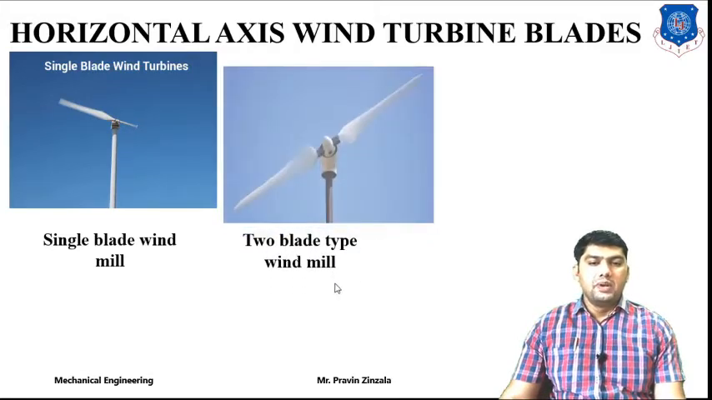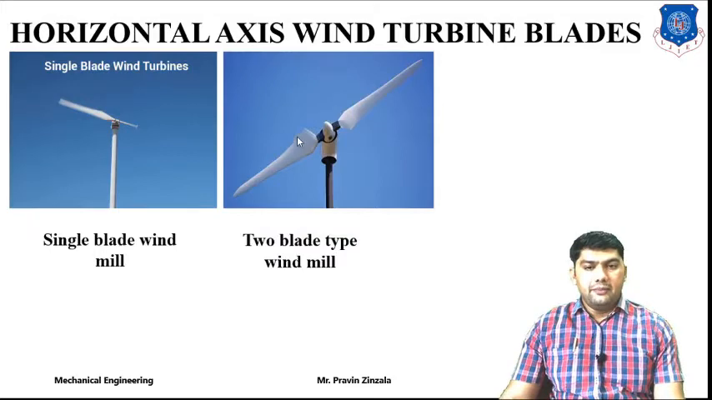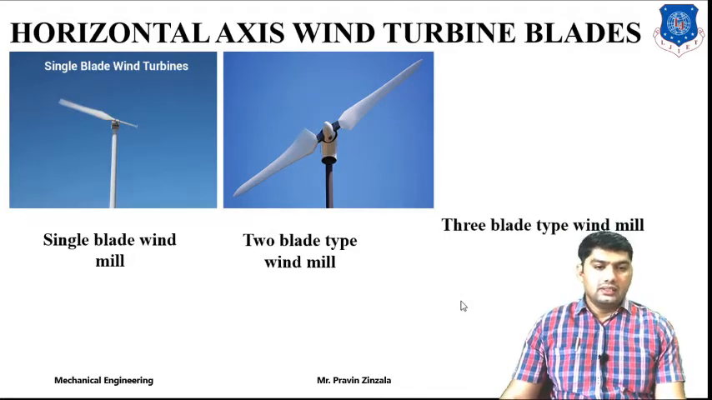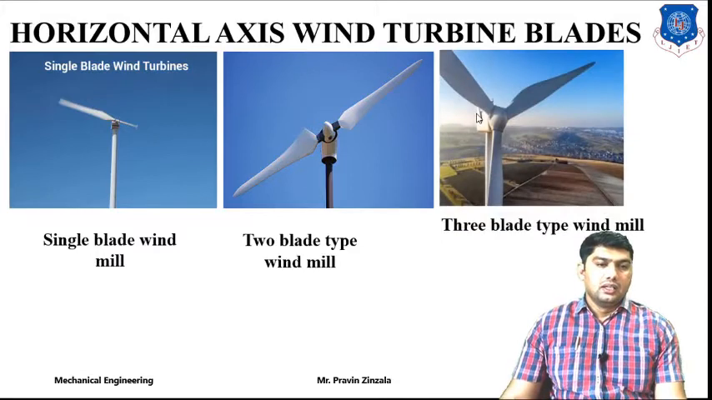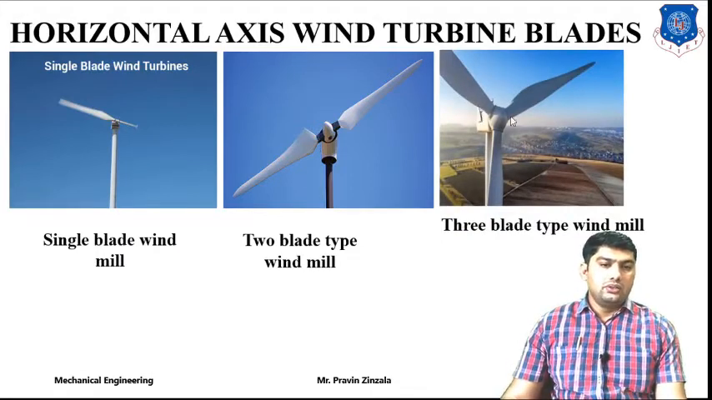Second is the two blade windmill. Here the number of blades is two, so it's called a two blade windmill. Third one is the three blade windmill. It is the most widely utilized in wind power generation or electricity generation.